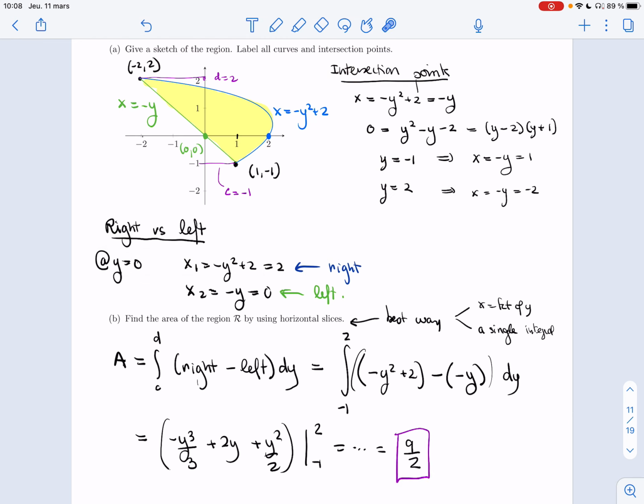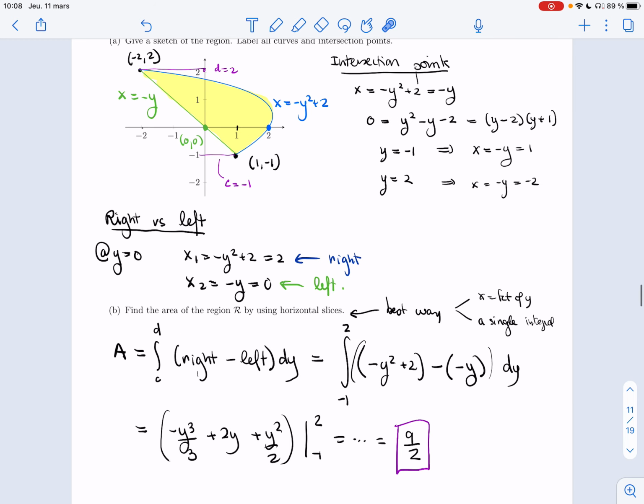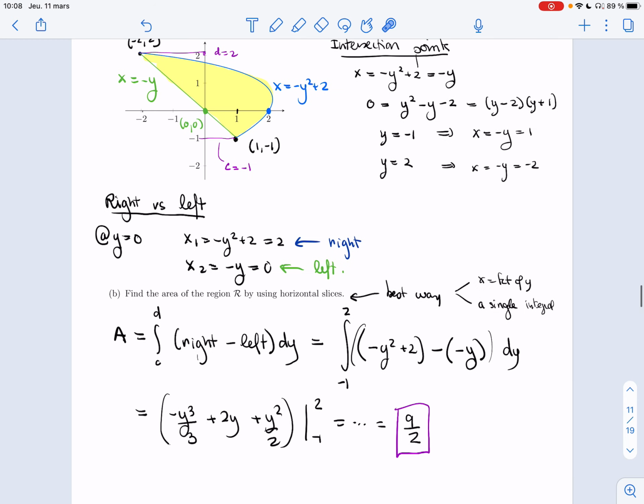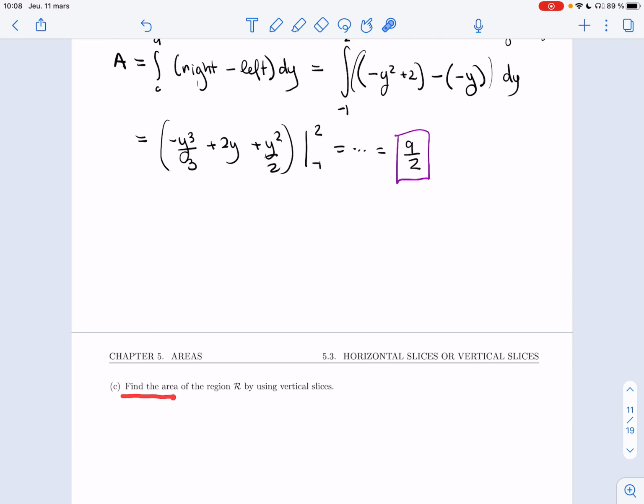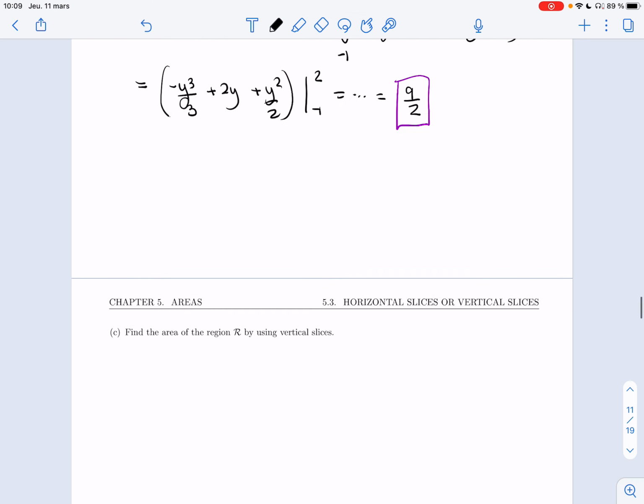All right, you're thinking we're done. Perfect, we used the right method. But I want to show you why it's the right method. And the best way to do that is to use the wrong one too. All right, so in problem C, I'm going to ask you to find the area of the region by using vertical slices. All right, that's going to be a bigger challenge. So first step is I need to isolate y in each curve.